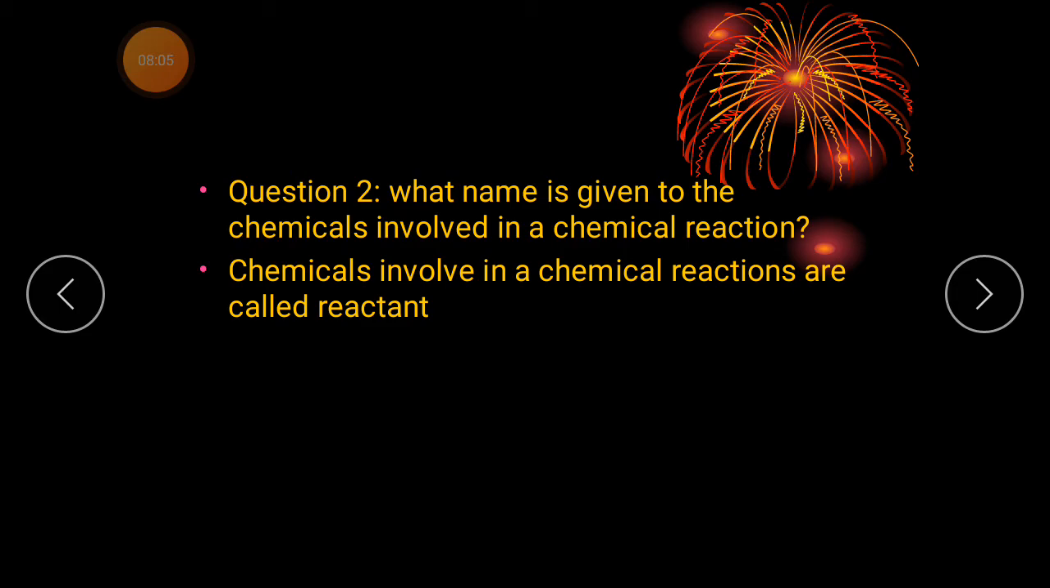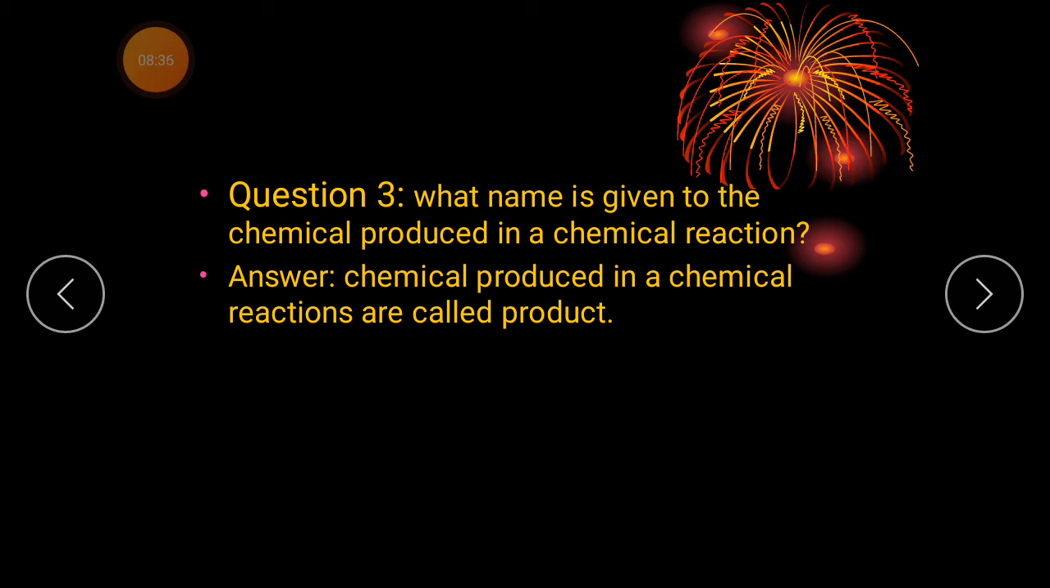Question number 2. What name is given to the chemicals involved in a chemical reaction? Students, I told you the chemicals present before the arrow are known as reactants. And which type of chemicals are present before the arrow? Chemicals involved in a chemical reaction. They are present before the arrow. So we will say that chemicals involved in a chemical reaction are called reactants.